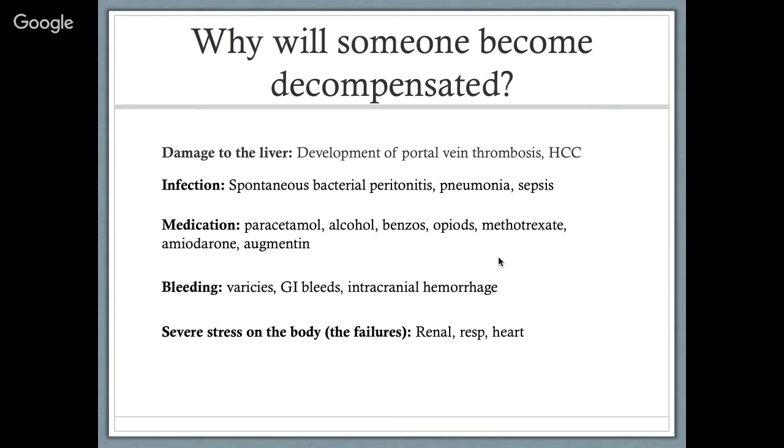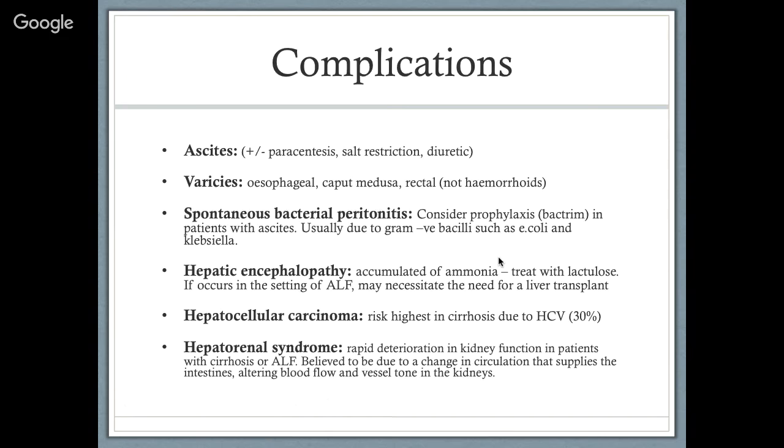And here are some complications. So know these back to front. Ascites, which is, as we spoke about before, related to hypoalbuminemia. And you can treat it with paracentesis, salt restriction, and a diuretic. Varices, we spoke about. Spontaneous bacterial peritonitis: consider prophylaxis. It's so common in patients with ascites to get SBP, so sometimes we can give them Bactrim as prophylaxis.